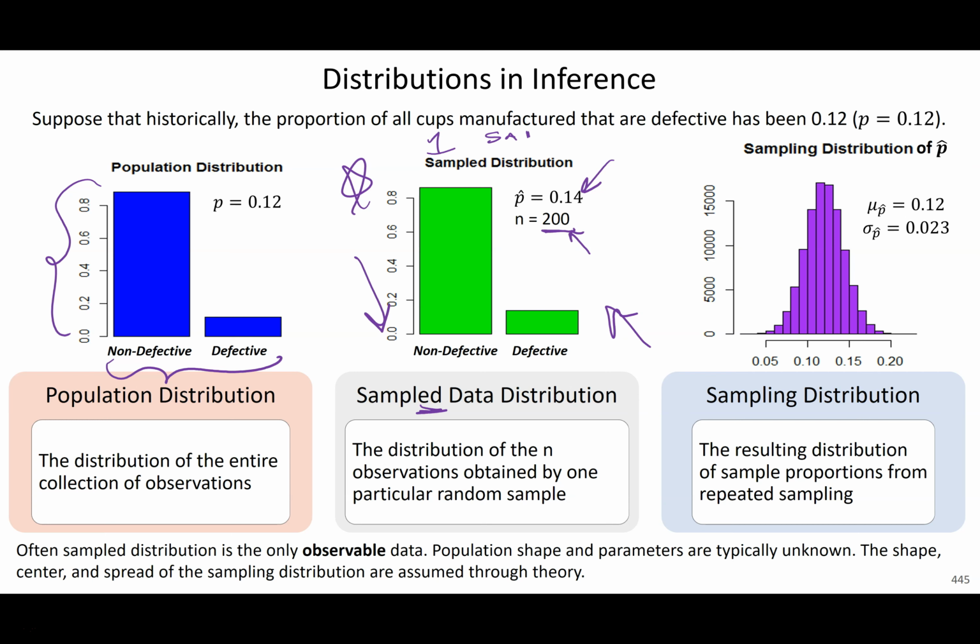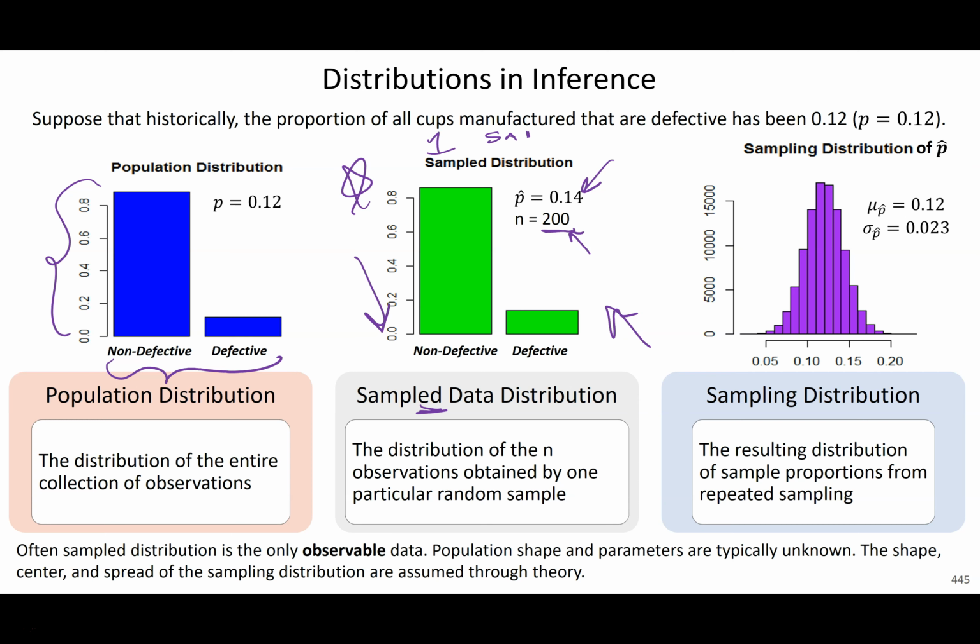So it wants to know our point estimate. What we saw from the sample, the proportion we saw from the sample: we had 200 cups in our sample, and 28 of them were defective. This is what I mean by saying success, because the success here is being defective. So 28 of them were defective, and you can simplify it to 0.14.